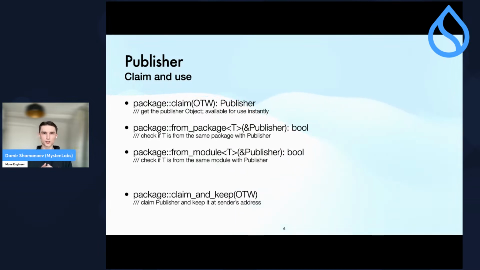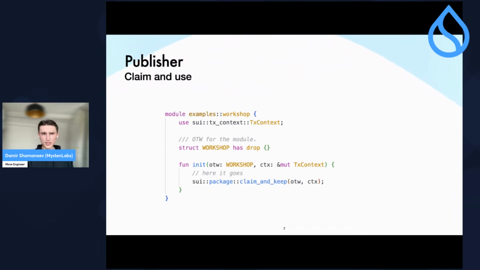How do we know that the Publisher is correct? Because we supplied a one-time witness. It can only be created once per module, though multiple times per package. The same goes with Publisher. So we know the Publisher was created once for this module, but there may be multiple different publishers for the same package. This is also possible. And the simplest application of the Publisher object is just to claim and keep.